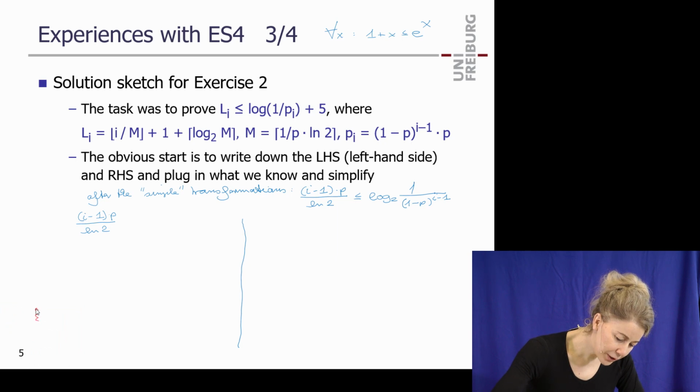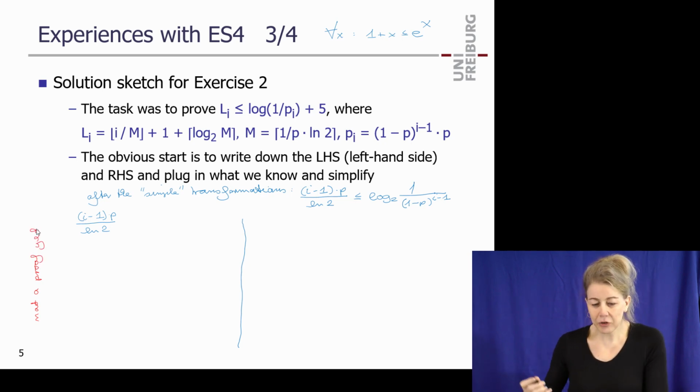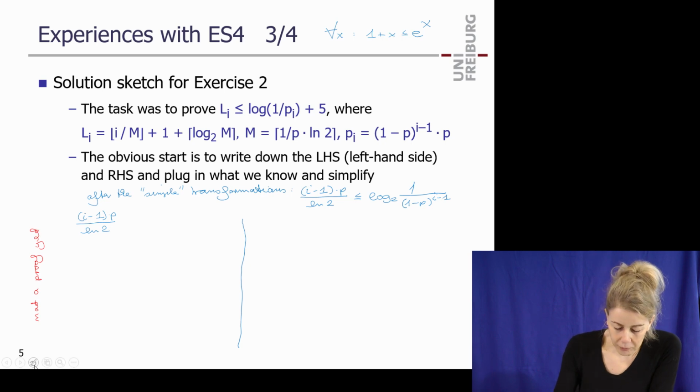Not a proof yet. This is just derivations to get some intuition. And this is, I think, how you should do that. And the right-hand side then will be the proof. I think it's important to differentiate between the two.